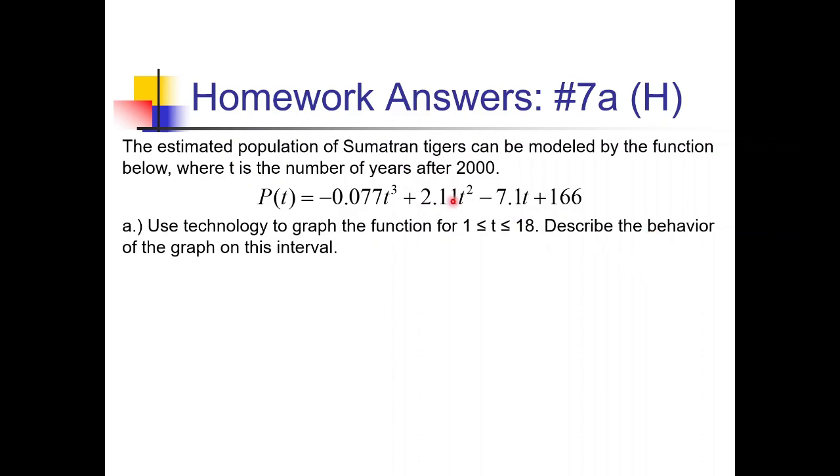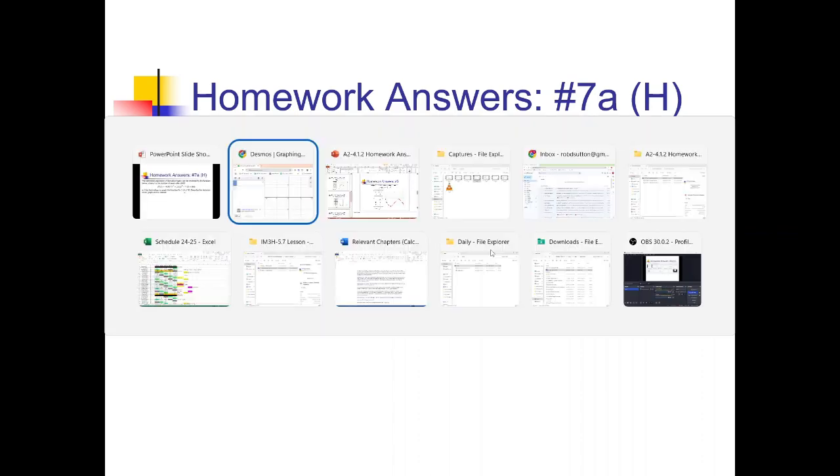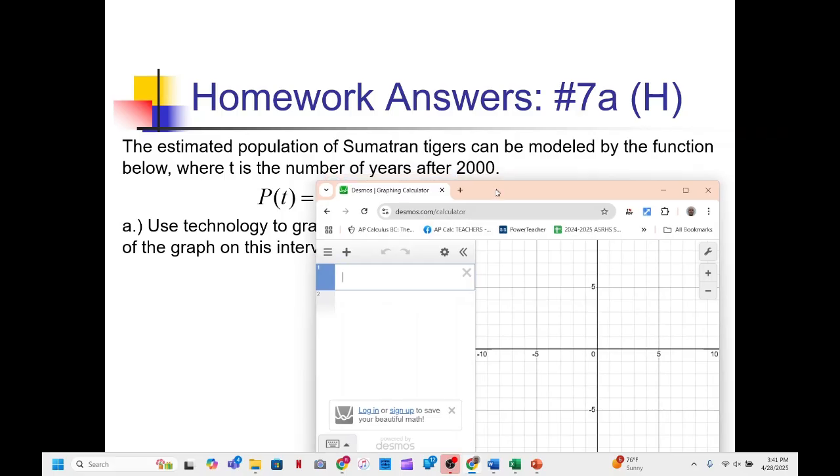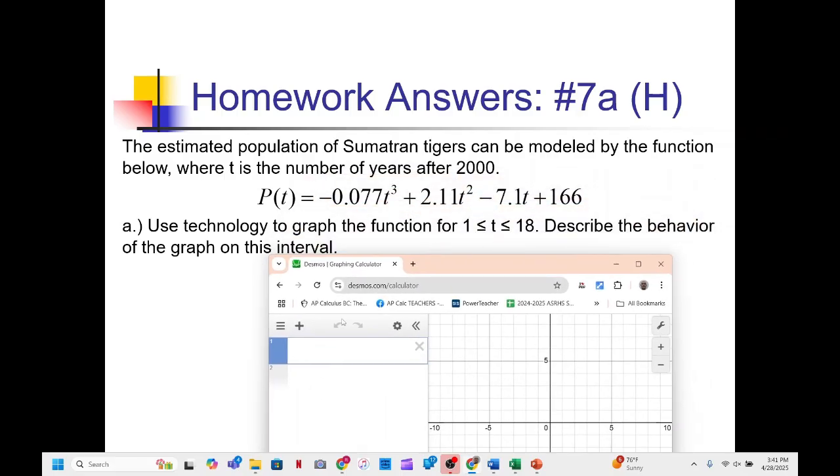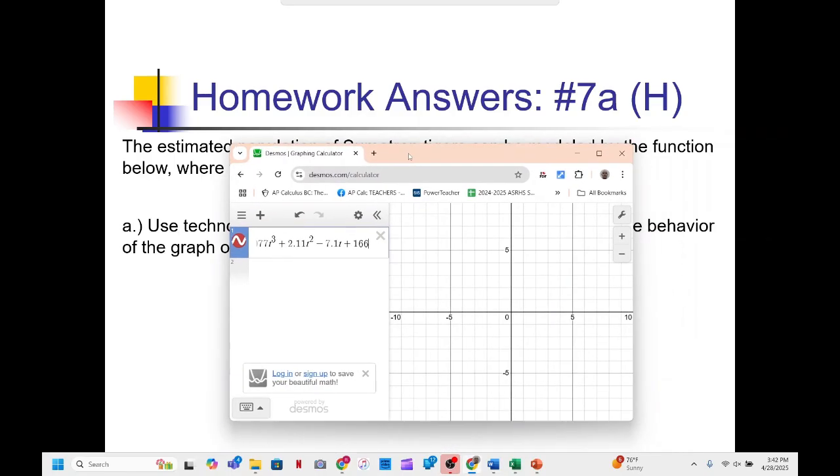And what they're saying by this is basically, where is this thing increasing, where is it decreasing? So firstly, we have to graph this on Desmos. Let me go to Desmos and do that, and let me just move this down so I can see my function here. So I'll start by putting my P of t function in Desmos. So this is negative 0.077 t cubed, and then we have a plus 2.11 t squared. No way I could do this without technology. Minus 7.1 t plus 166.